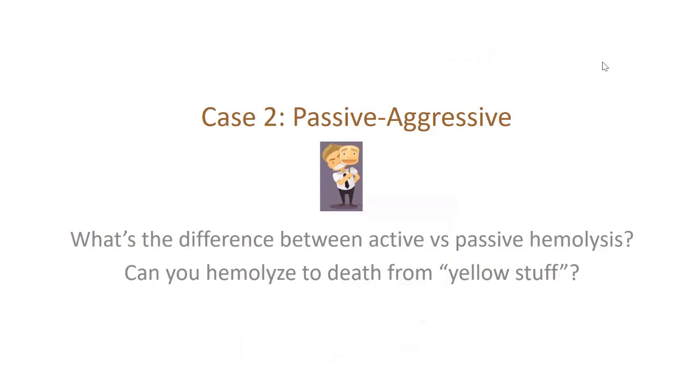Let's flip to case 2 now. Passive aggressive. What's the difference between active versus passive hemolysis? And can you hemolyze to death from yellow stuff?